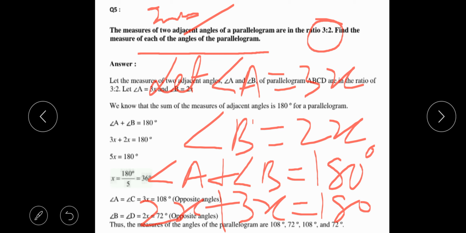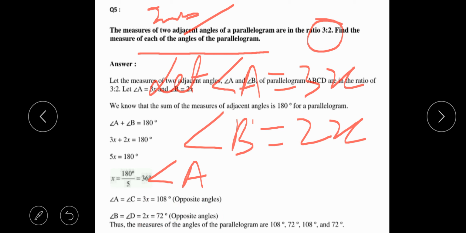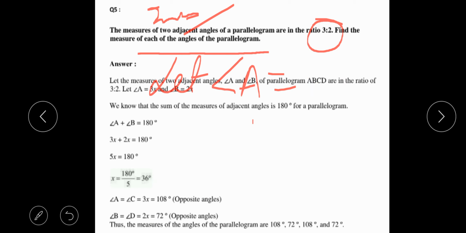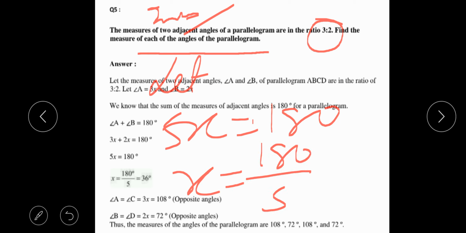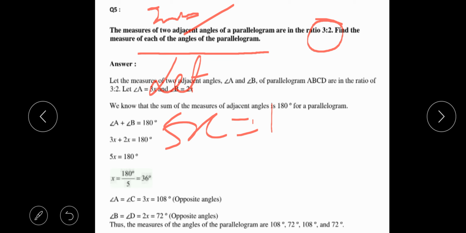Now after solving this one, you will get 2x plus 3x is equal to 180 degree, then 5x is equal to 180 degree. So if 5x equal to 180 degree, then x is equal to 180 upon 5, and this is equal to 36 degree. Now x is equal to 36 degree, therefore put the value of x here, we will get the value of angle A and angle C and B.